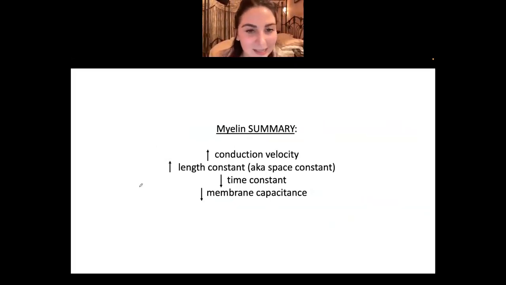No one really likes learning about myelin. But here's the summary. It increases conduction velocity, increases the length constant, decreases the time constant, and it decreases membrane capacitance or compliance. Okay, so this is my summary of myelin.